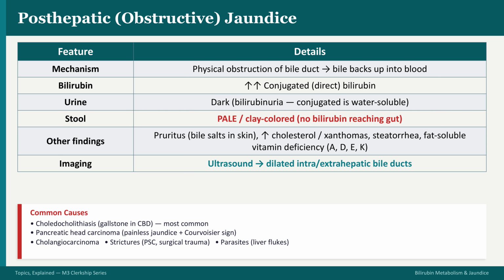Patients also develop steatorrhea and malabsorption of fat-soluble vitamins A, D, E, and K because bile salts aren't available to emulsify fat. The first test to order is a right upper quadrant ultrasound. Dilated intrahepatic or extrahepatic bile ducts confirm mechanical obstruction. If pancreatic head carcinoma is causing painless jaundice, you may find a palpable, non-tender gallbladder, that's Courvoisier sign.